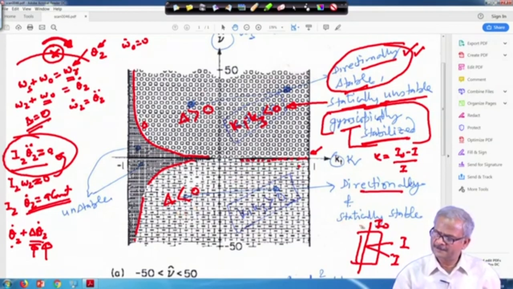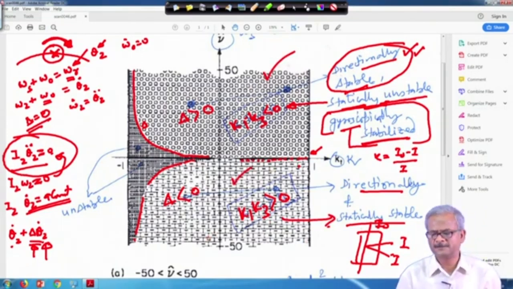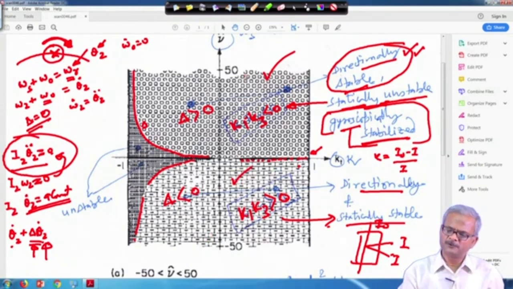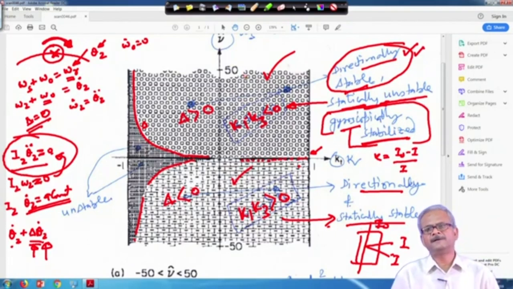So directionally and statically stable: your k1, k3 is greater than 0 in this place, and therefore this is statically stable. And it is directionally stable here also and in this place also. The more the spin rate, the more the directional stability will be, because its angular momentum will be very high, and changing it by even a small amount will require a large amount of torque.